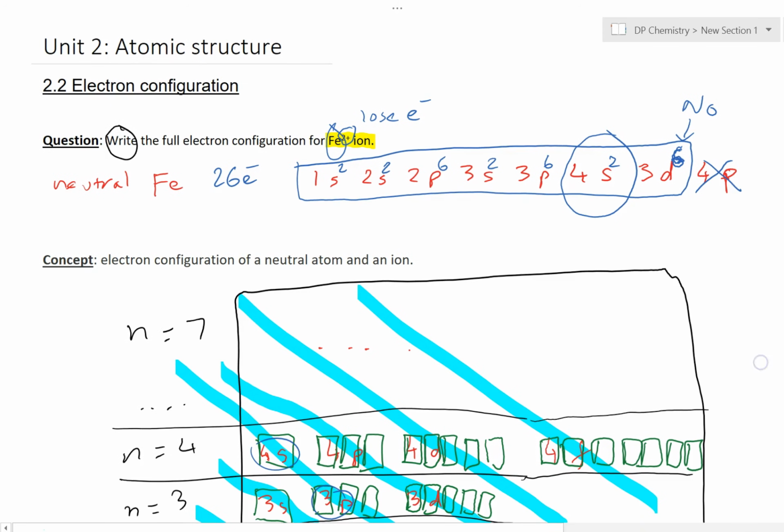A very common mistake students make is when they do the ion for Fe, they take the 26 electrons and subtract 2 electrons from that, so you have 24 electrons, and they start to fill it up until here, and then 3d4. That's not correct. The ion would have no 4s level and 3d6.